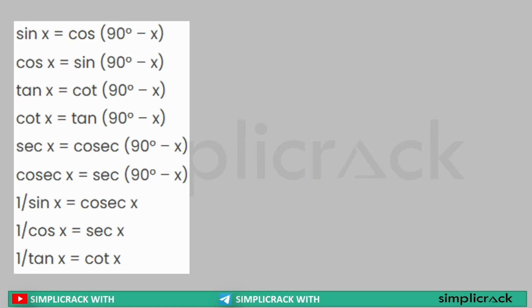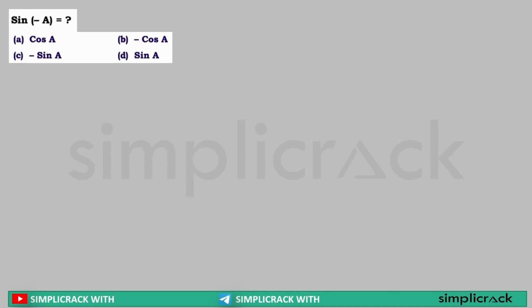Clear? Next. Understand this. This is what I have already taught you, how the values are changing, and this is what you already know. 1 by sin x is equal to cosec x, 1 by cos x is equal to sec x, 1 by tan x is equal to cot x. Clear? Now it is written sin minus 90 degree, that is equal to minus sin 90 degree, or you can say minus sin a. Option C is the right answer.